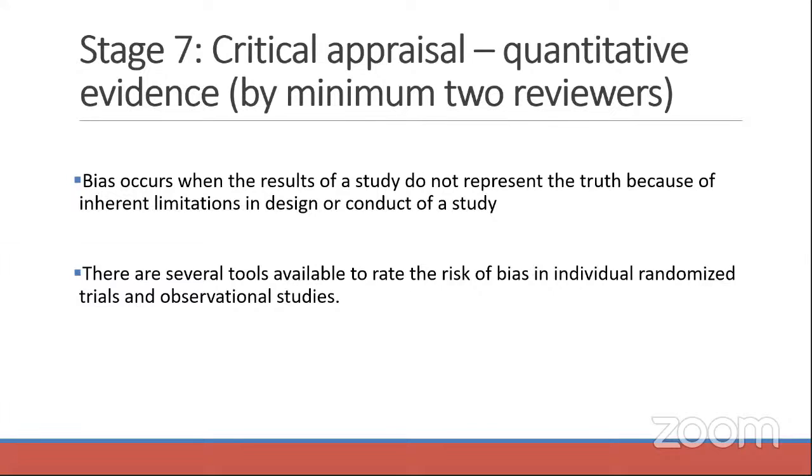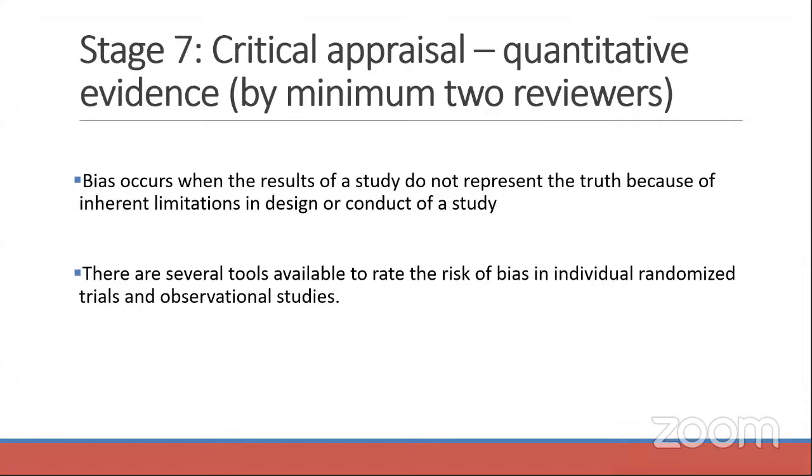And next comes the challenging part, critical appraisal of the studies, okay, of the quantitative evidence. And again, this should be performed by a minimum of 2 reviewers, okay? To prevent bias, it should be done by a minimum of 2 reviewers to have consistency, to arrive at a consensus. If needed, if the 2 reviewers cannot agree, they must have 1 more reviewer at least to adjudicate and bring a consensus decision.